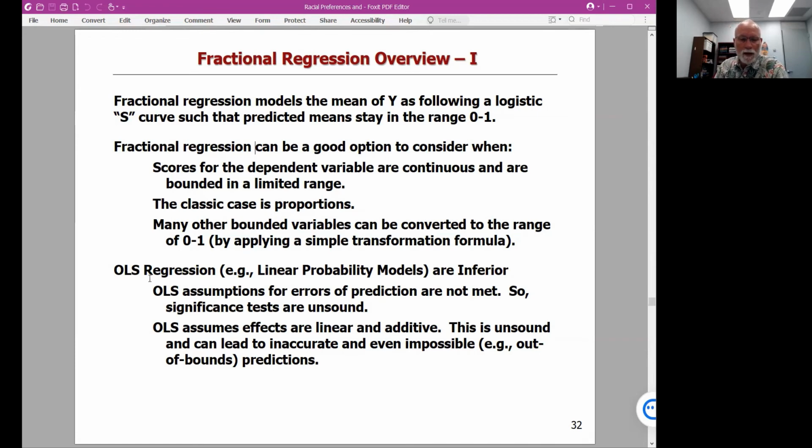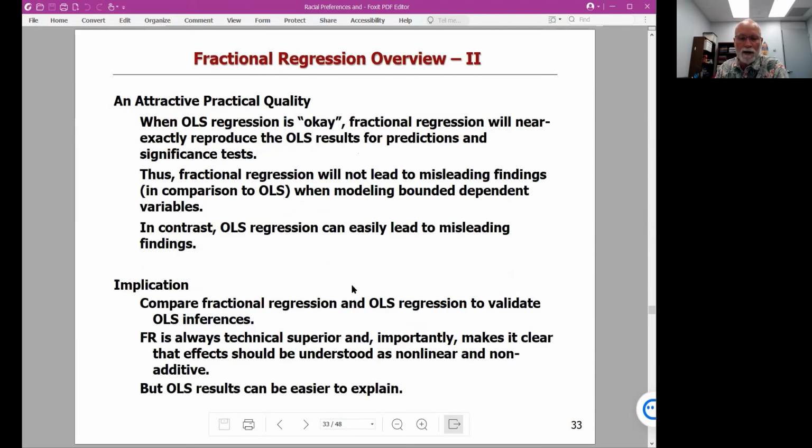If we apply OLS regression to those, we're going to run into problems. OLS assumptions are going to be violated, so our significance tests are unsound. OLS regression assumes that an X variable will have the same linear additive effect no matter what, and that's not going to be true, because once you approach a boundary, in reality, you can't go above it. And so the idea that an X will always produce an equal size increment is just wrong. If you're already at the boundary, you have to stop. Well, fractional regression can handle that.